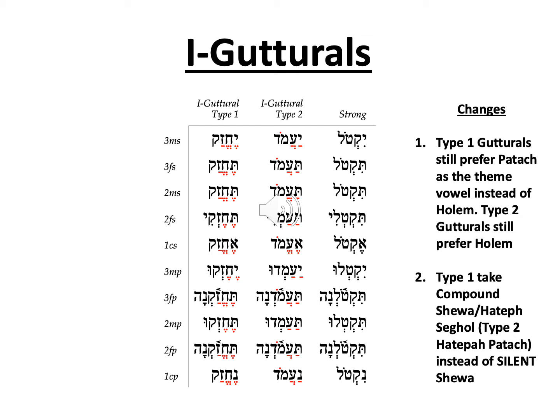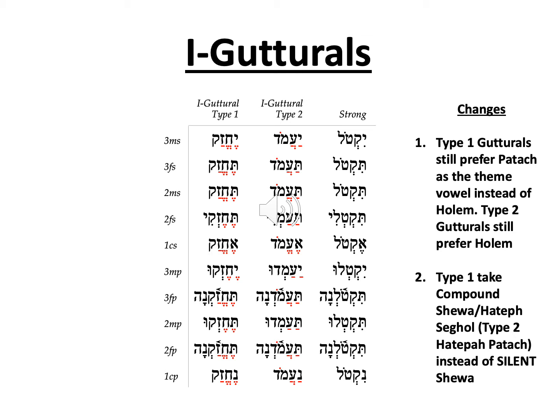So instead of having a hireq as the vowel under the preformative, in type 1 we have segol, influenced by the compound hataf segol under the first root letter guttural. We also then have an A-class vowel as the second root letter vowel, the theme vowel, as is expected in words with a guttural, as you noticed from the previous slide, yiqtal.